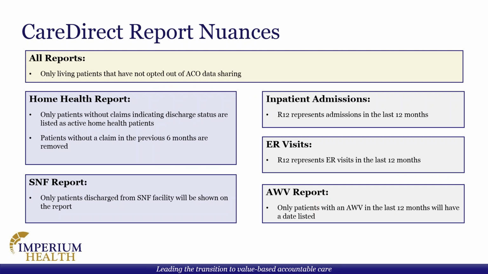A couple nuances with some of the Care Direct reports. It's only going to show living patients that have not opted out of ACO data sharing. This is going to be a little different than ACO Health Solutions, because sometimes those patients will still be in ACO Health Solutions. The inpatient or ED visit reports, because that's what we're most focused on today, are going to show encounters over the last 12 months. So when you're in Care Direct, you may want to click on the date of the encounter to best sort by encounter, or click on the patient's last name to sort by patient names.